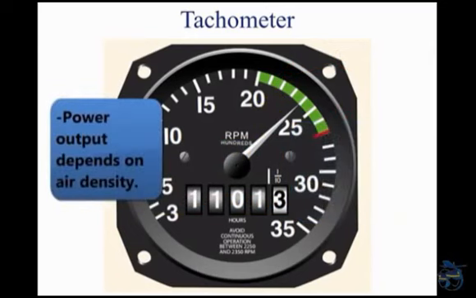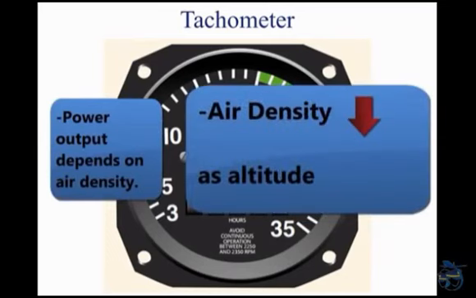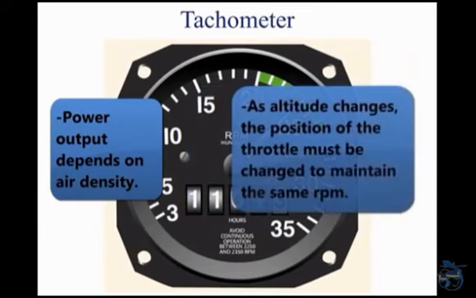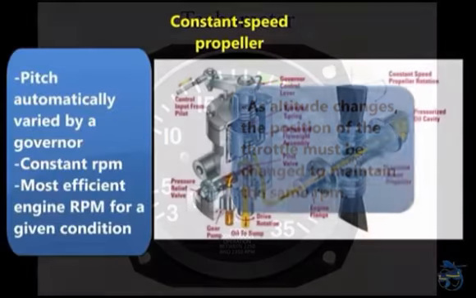Power output depends on air density. Air density decreases as altitude increases, and a decrease in air density, higher density altitude, decreases the power output of the engine. As altitude changes, the position of the throttle must be changed to maintain the same RPM. As altitude is increased, the throttle must be opened further to indicate the same RPM as at a lower altitude.